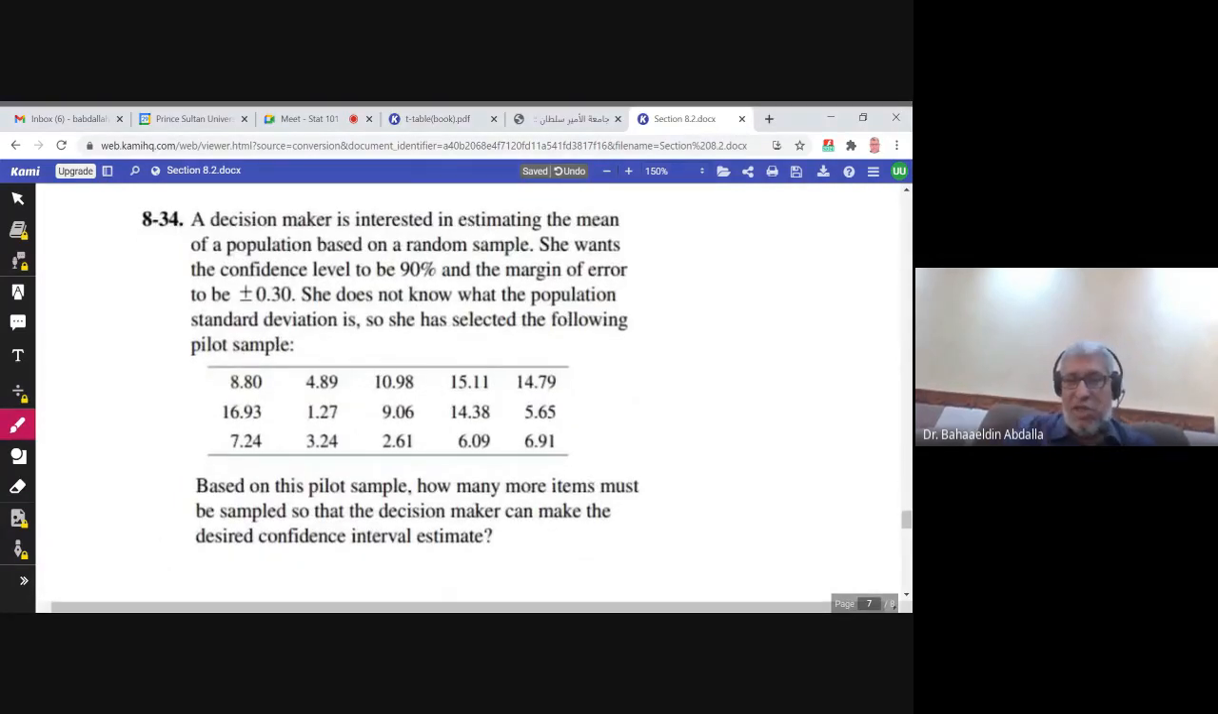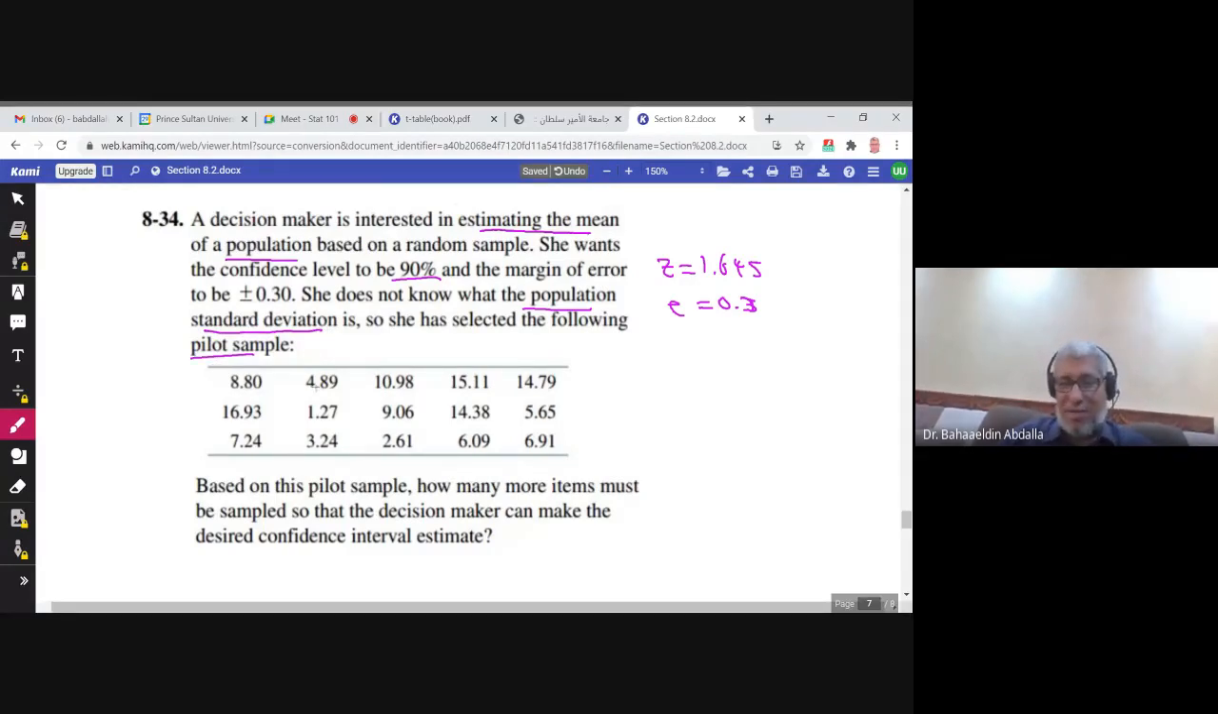Let us just mention how to deal with this question. A decision maker is interested in estimating the mean of a population based on a random sample. So what is the required sample? She wants the confidence level 90%, so Z is 1.645, and the margin of error plus or minus 0.3. She doesn't know the population standard deviation. Sigma is not known. What to do?